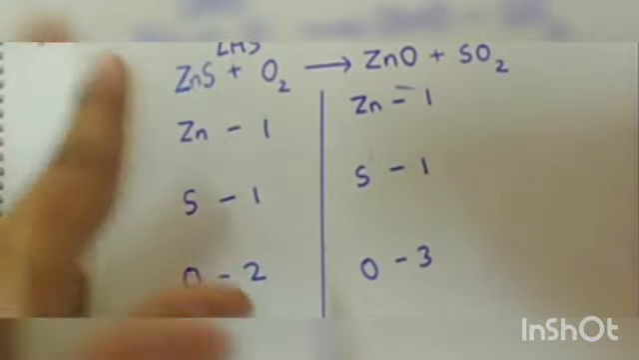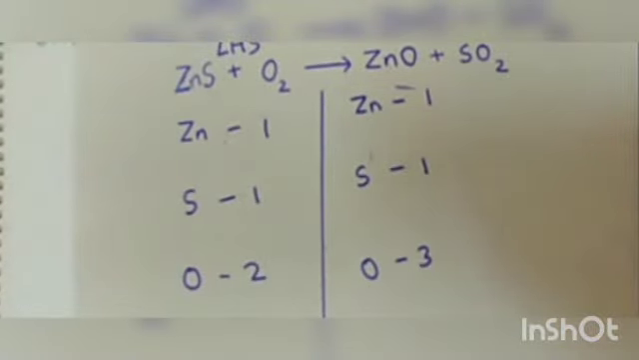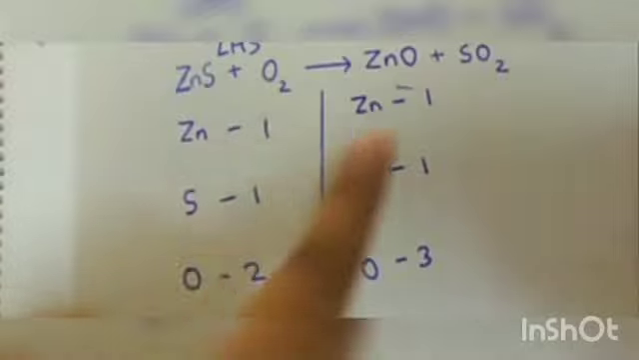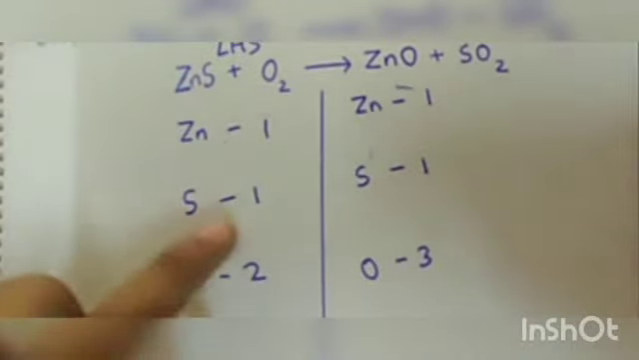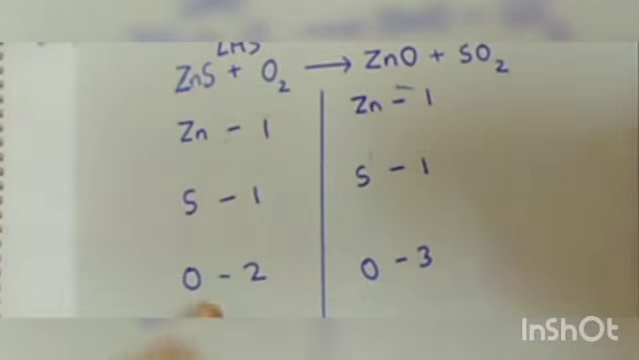What we had done, we had listed the atoms in step 1. Now step 2, count the atoms. So Zn is 1, here also 1, so this is balanced. Sulfur is 1, sulfur is 1, this is balanced. Now oxygen is 2 here and oxygen is 3 here. So it means the reaction is not balanced.